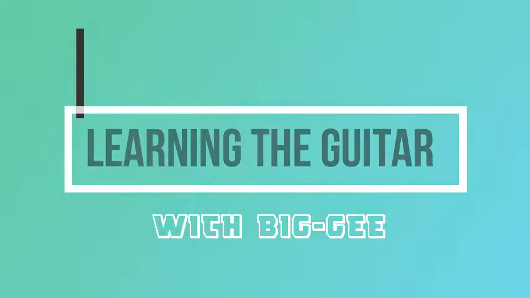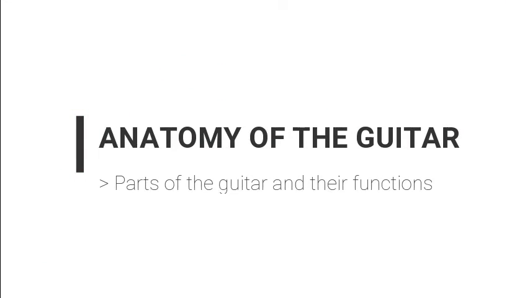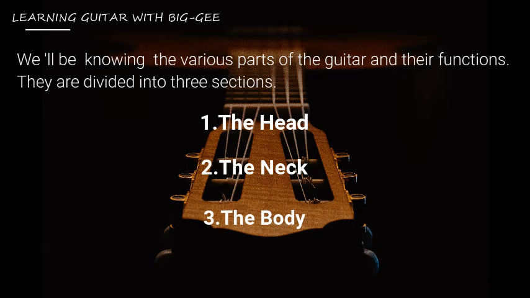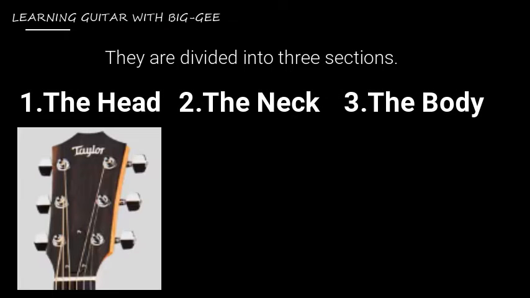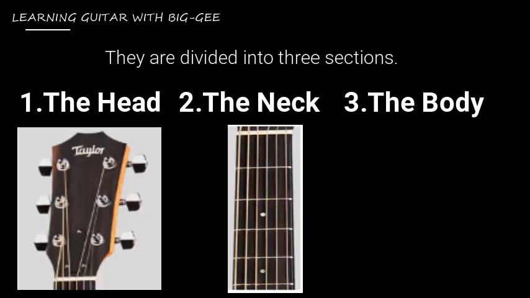Anatomy of the guitar. In this session we'll be familiarizing ourselves with the various parts of a guitar so we will have a better understanding of the parts and their functions. The guitar is divided into three different sections. We have 1. The head, 2. The neck, and 3. The body.